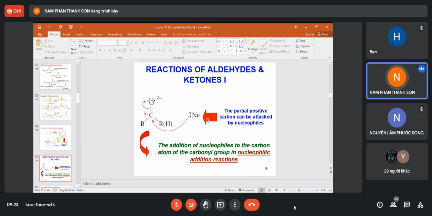So what is the typical reaction of aldehyde and ketone? In aldehyde and ketone, we have C double bond O, and oxygen is electron withdrawing. So the carbon becomes partially positive.